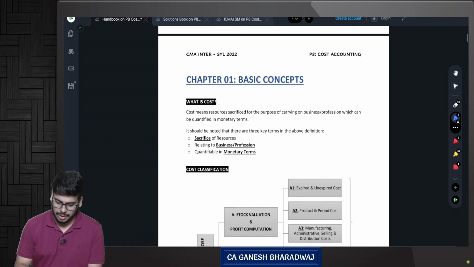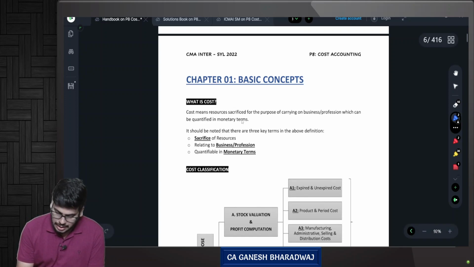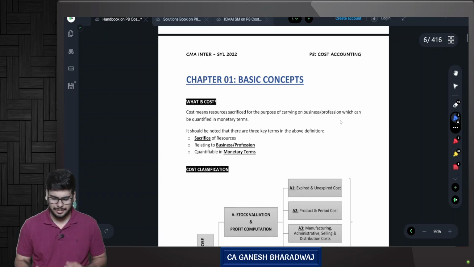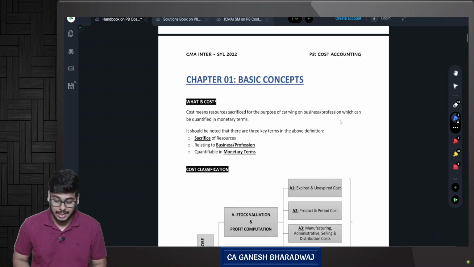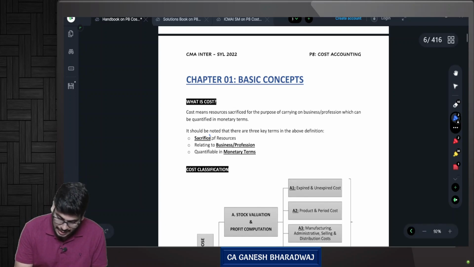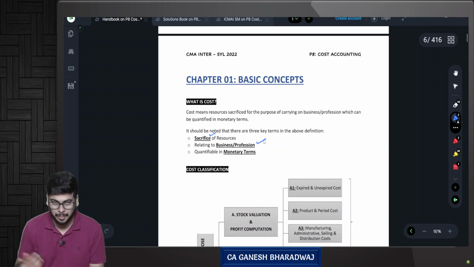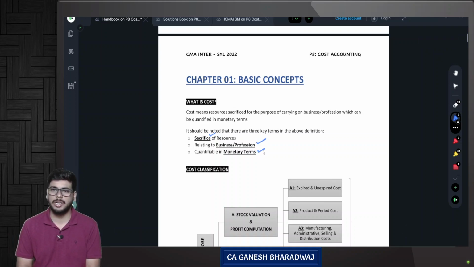Right now, what is cost? What do you mean by cost? Cost means resources sacrificed for the purpose of carrying on business or profession, which can be quantified into monetary terms. Sir, this bookish definition, we don't understand. Yes, I can hear you saying that. Now broadly, there are three components inside cost. Number one, there has to be a sacrifice of resources. Number two, it should relate to your business or profession. Number three, it has to be quantified in monetary terms.